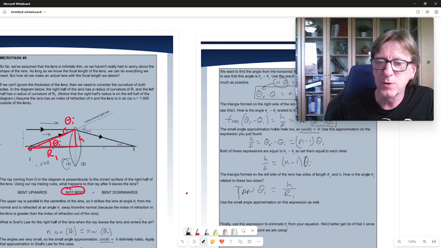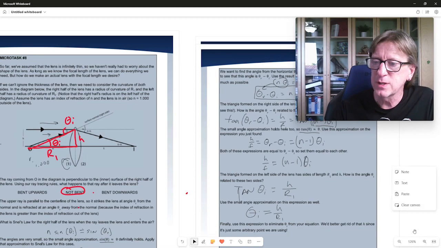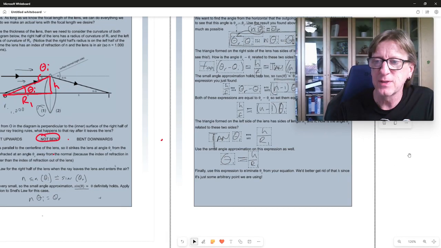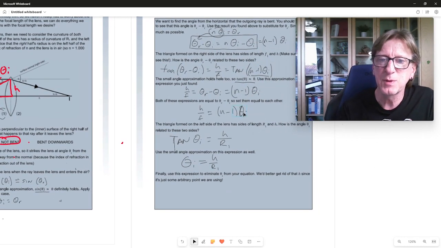We're going to use a small angle approximation on that. So tangent theta is approximately theta. So that gives me theta i is going to be H over R1. Now, finally, we're going to use this to eliminate our theta i from the above function that we have there. So I'm going to plug it in up here.